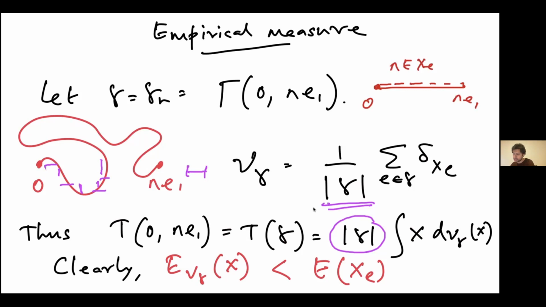It's not hard to show that under very natural conditions, the length of this path is going to be macroscopically smaller than this candidate. Which then implies that the expectation of this empirical measure is going to be smaller than the expectation of the starting distribution. Any questions so far?